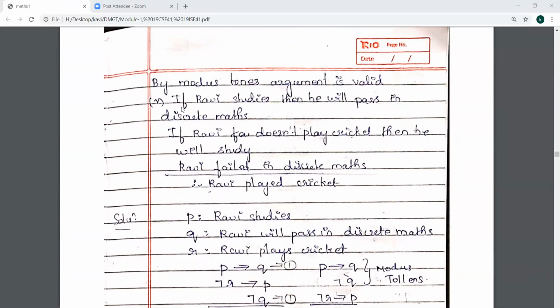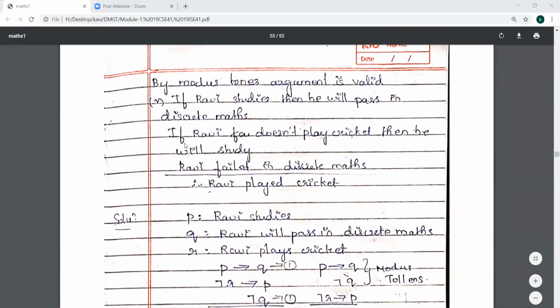See this example. If Ravi studies, then he will pass in discrete maths. This is the first statement. The second statement is, if Ravi does not play cricket, then he will study. Then the third statement, Ravi failed in discrete maths. Finally, the conclusion given is, therefore Ravi played cricket. So here these are the sentences given.